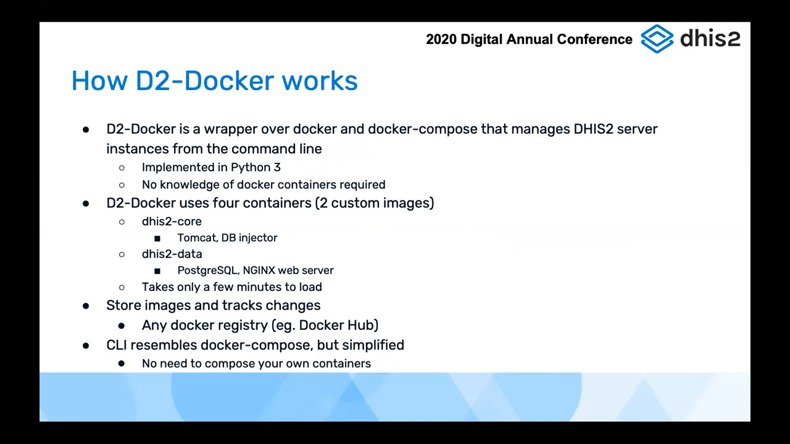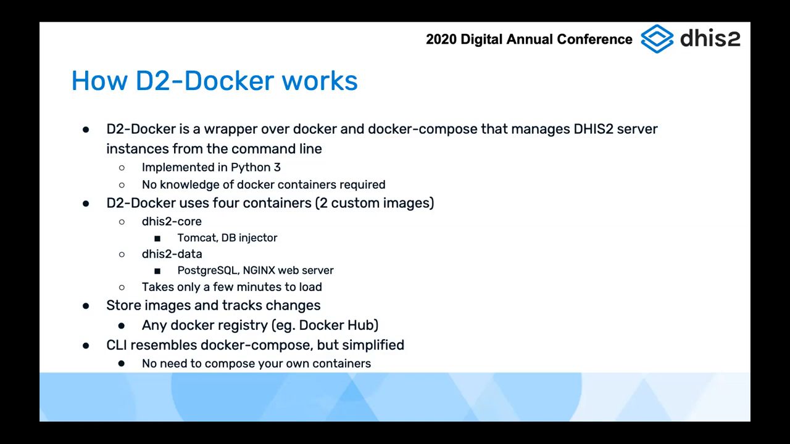So how does D2 Docker work? D2 Docker is a wrapper over Docker and Docker Compose, and it manages the DHIS2 server instances from a command line. D2 Docker is implemented in Python 3. No knowledge of Docker containers is required. D2 Docker uses 4 containers and 2 custom images. The main thing to know from here is that one is the core and one is the data. The core contains the applications, and the data is the data that you can load from a backup of an existing DHIS2 server, or you can start from scratch.